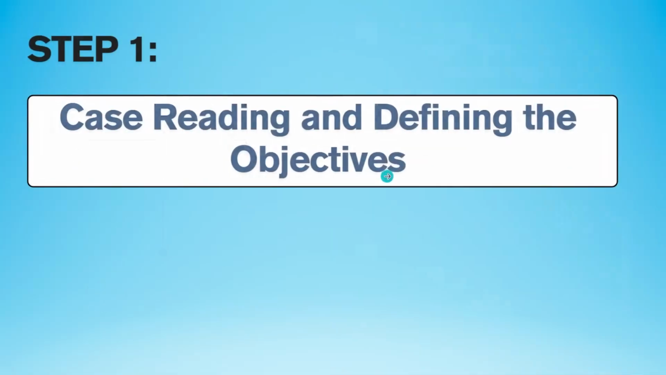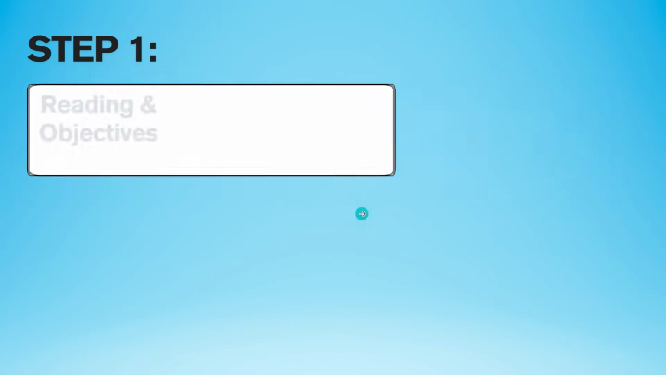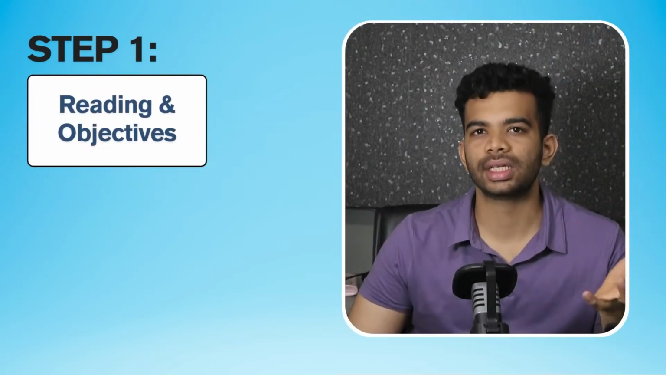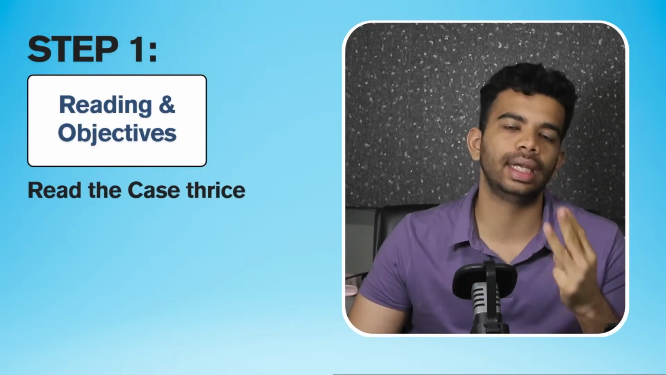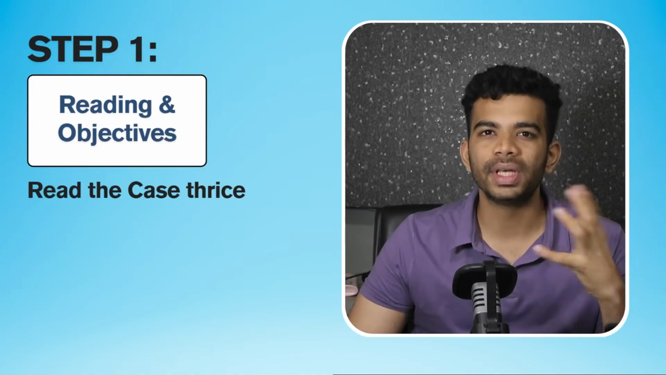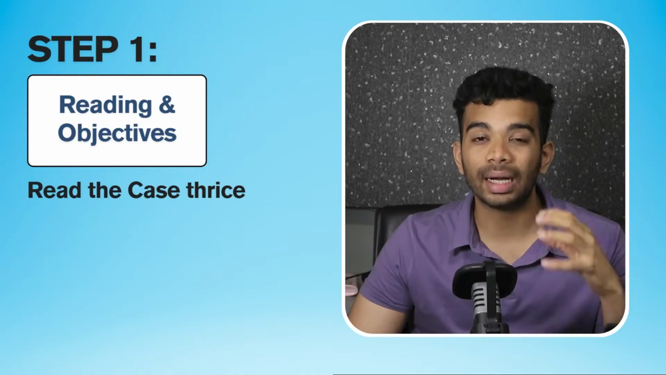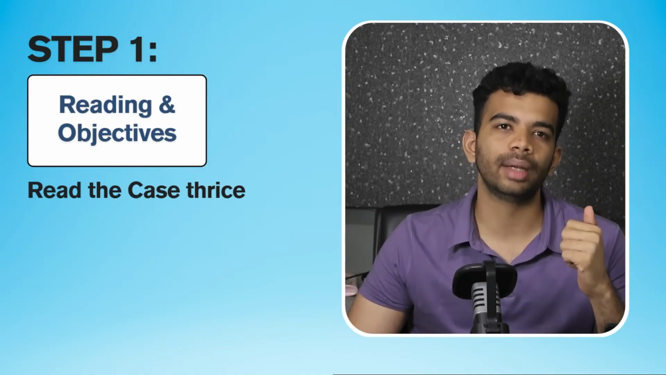Step one is case reading and defining our objectives. So, the goal here is that you shouldn't just skim the case, meaning ऊपर से नहीं पढ़ना है. You have to read the whole case in detail at least 3 times. Because what happens is, in a single reading, you might misinterpret a few points, but repeated reading helps you clear all your doubts and get a very good grip on the case.